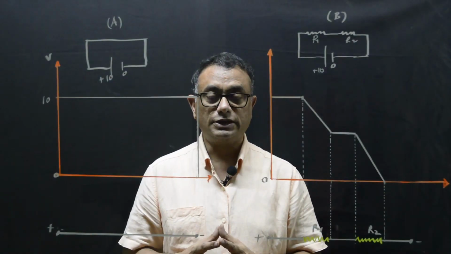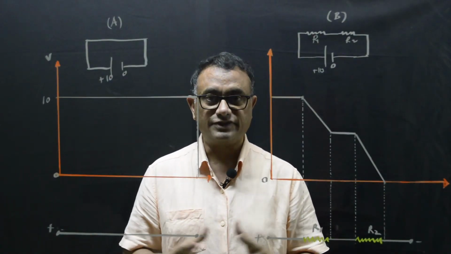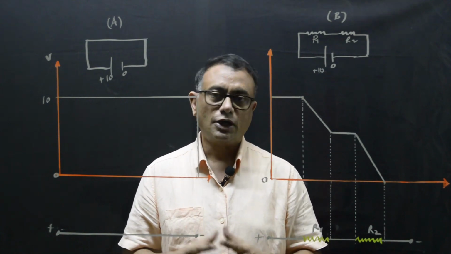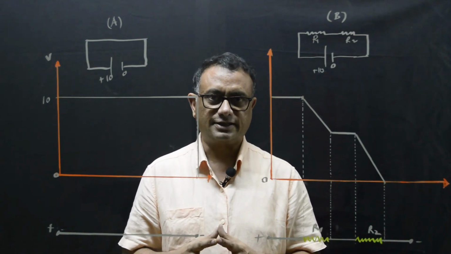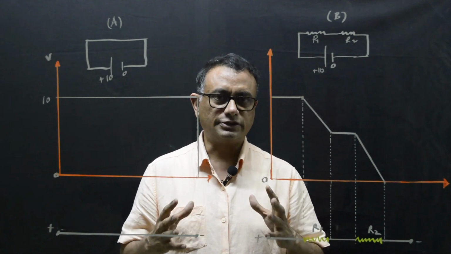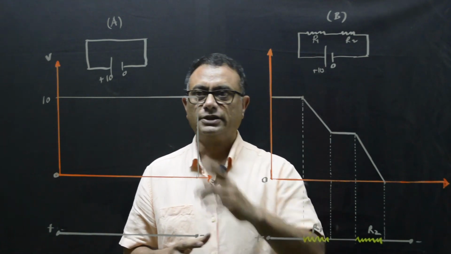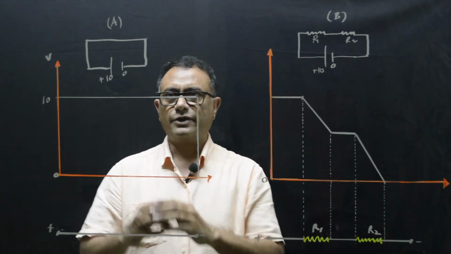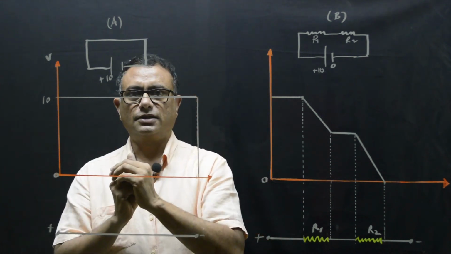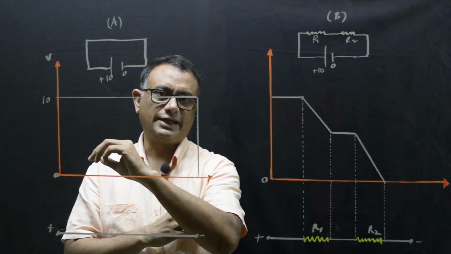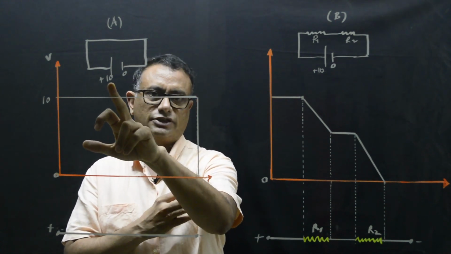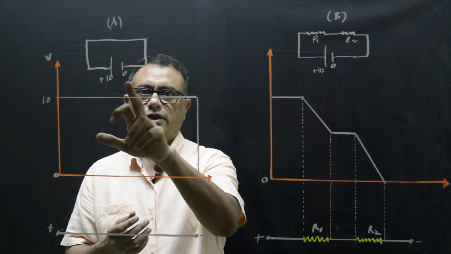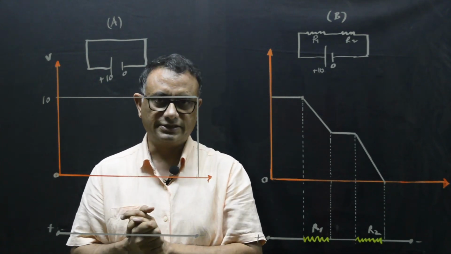We will talk about the important concept of potential difference or potential drop across various points within an electrical circuit. To help us through the concept, I have drawn two diagrams here, case A and case B, where we have taken a battery and assumed that the positive terminal is at plus 10 volts and the other end is kept at 0.